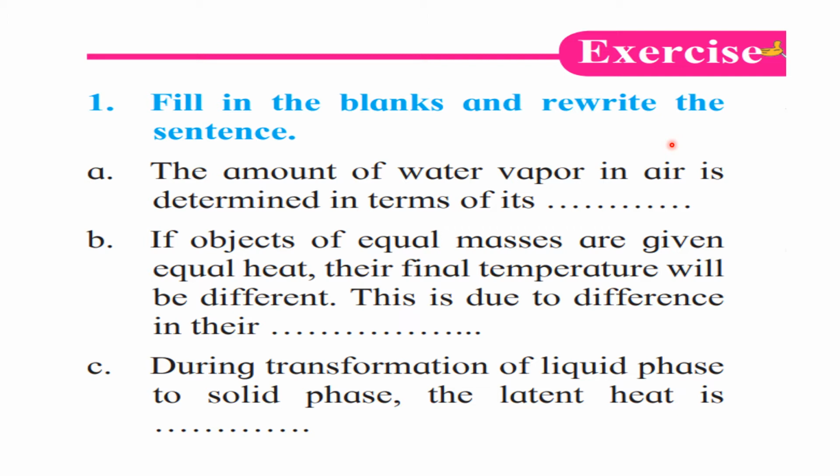The first one is very easy. The amount of water vapor in air is determined in terms of its absolute humidity. The answer is absolute humidity. Second one, if objects of equal mass are given equal heat, their final temperature will be different. This is due to the difference in their what? We have learned, the difference in their specific heat capacities. It is not capacity, it's plural, capacities.